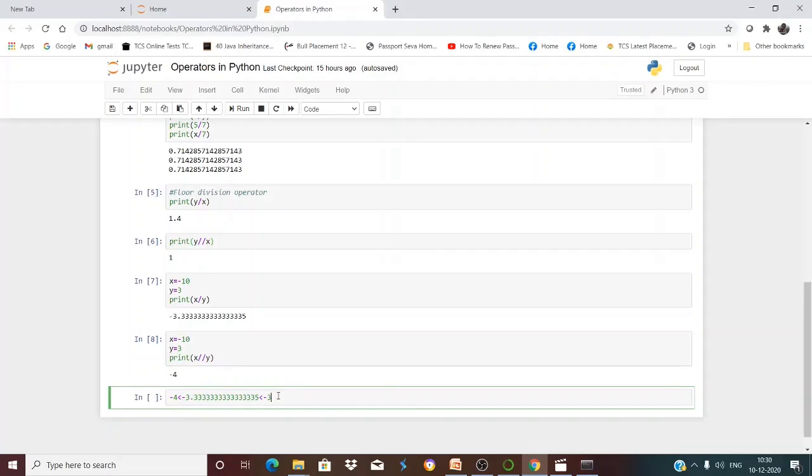The next operator that we are going to discuss is the modulus operator. The modulus operator gives you the remainder when a number is divided by another number. So let's look at an example of that.